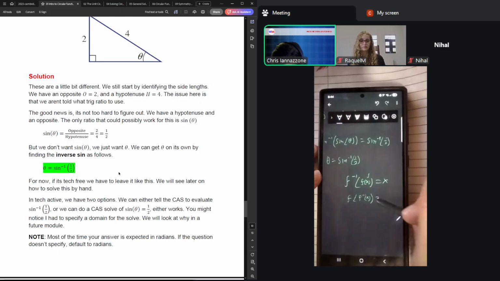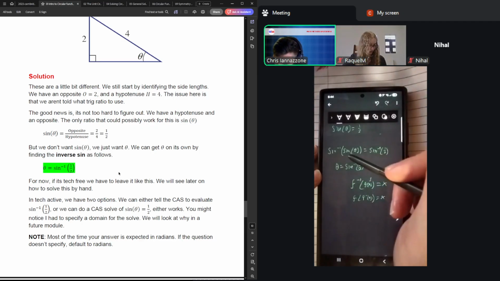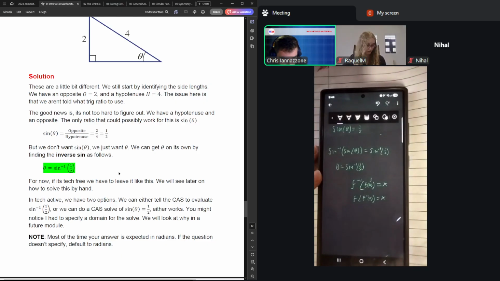This is like all the way back in chapter 1 type stuff when you're doing your composite functions. So this is for any pairing f inverse and f. This is sine inverse and sine. And so when you see that theta is the thing in the bracket, theta is the thing that gets left on its own.